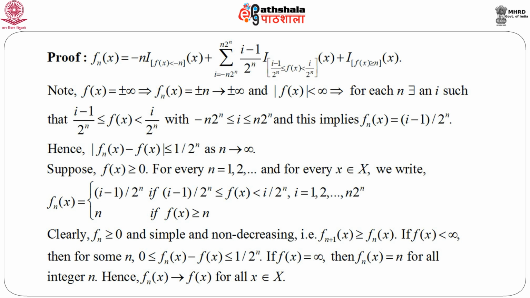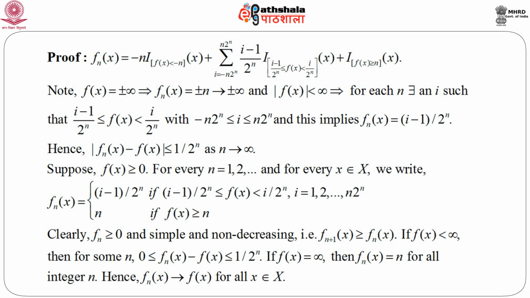So, clearly f(x) is greater than or equal to 0, what does this mean? That means for any given measurable function f, it may be extended real valued, that means it may take infinity as well as minus infinity, we can always find a sequence of simple functions f_n(x) such that f_n(x) converges to f(x), or f(x) can be considered as the limit of this sequence of simple functions.